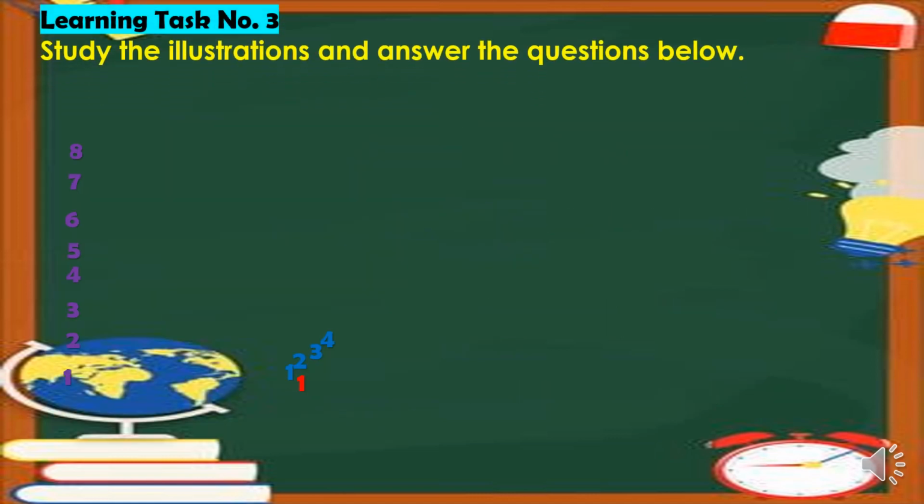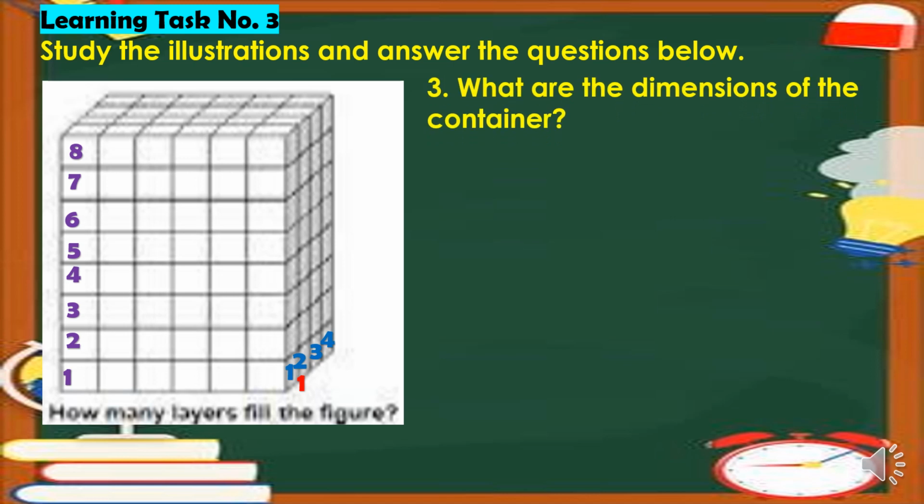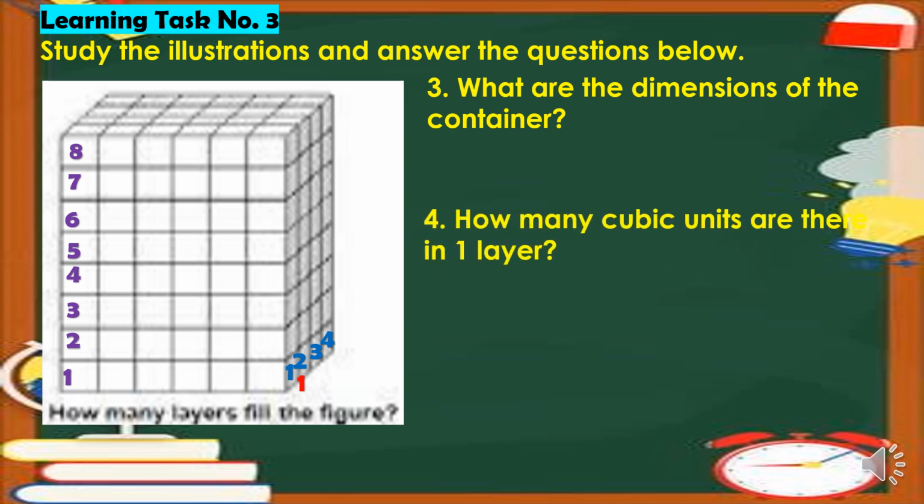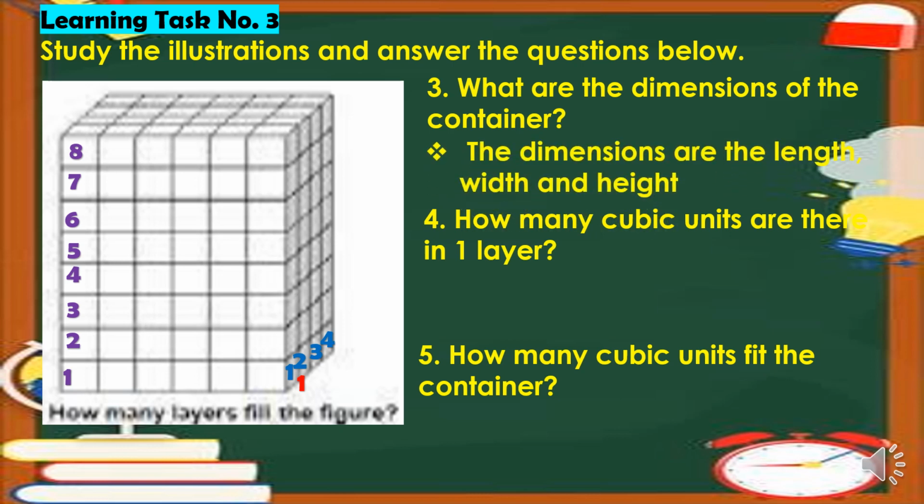Okay, as we continue answering the questions for learning task number 3, again, we will be using the same illustration. Number 3, what are the dimensions of the container? Number 4, how many cubic units are there in one layer? Number 5, how many cubic units fit the container? For number 3, the answer is the dimensions are the length, the width, and the height. And for number 4, in finding the volume of this container, we will be using the formula V is equal to length times width times height.